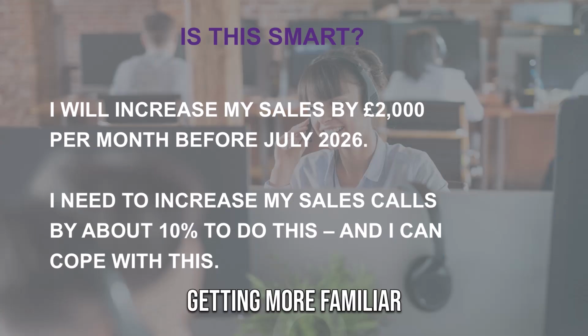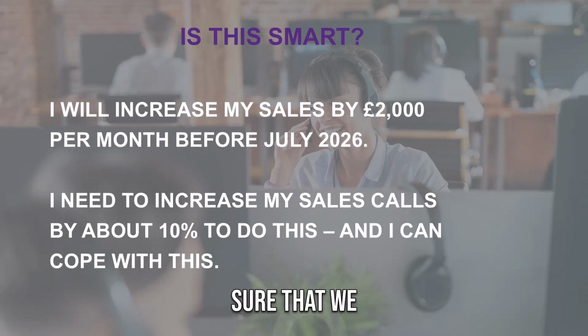So now we're getting more familiar with this. I'm sure that we can see that increasing my sales by £1,000 per month really isn't SMART, even though there are numbers and percentages here. Ask yourself, if you were a new sales manager who took over this person in July 2026, would you know clearly whether the goal had been achieved? Almost certainly not, because it doesn't define a clear target or output.